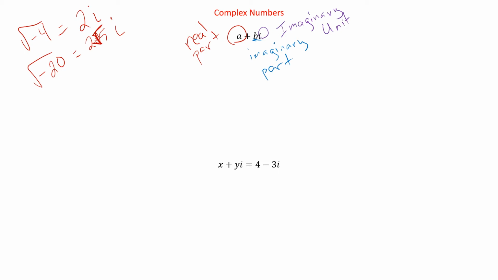And so this 2 root 5i, that would be in standard form. The real part is just 0.